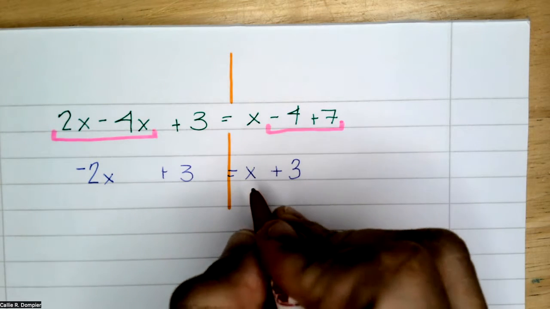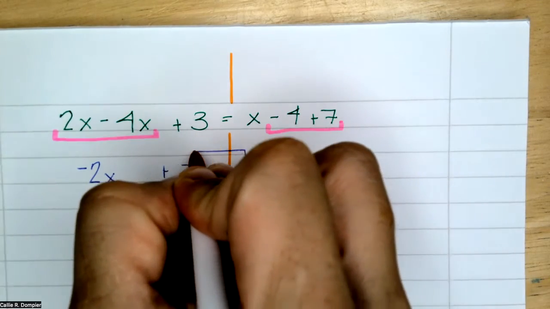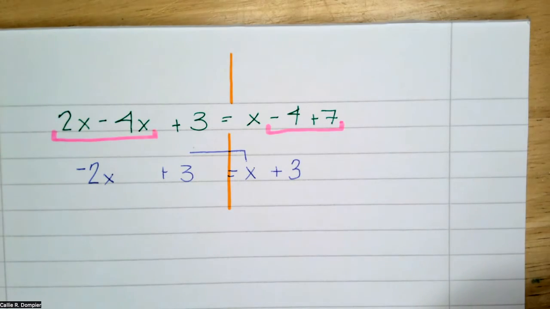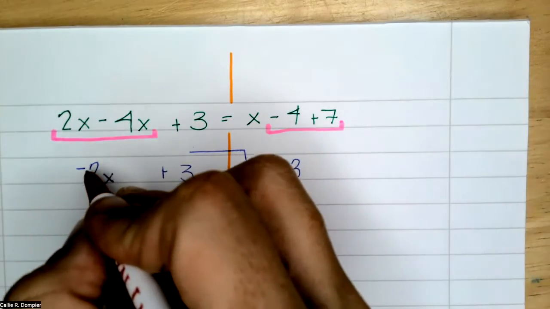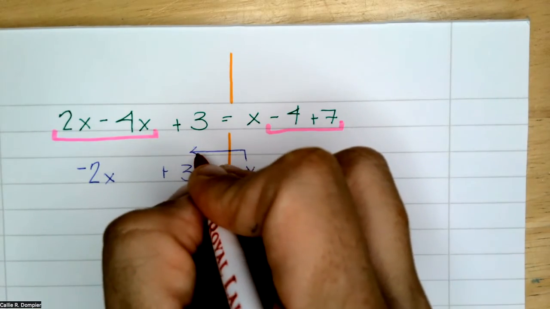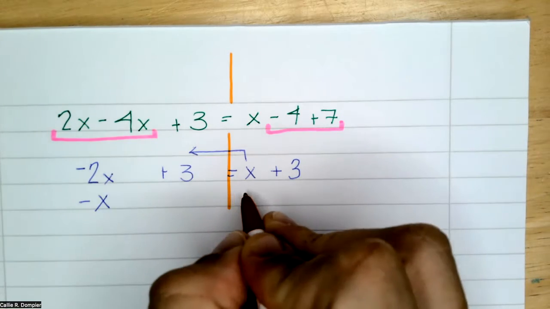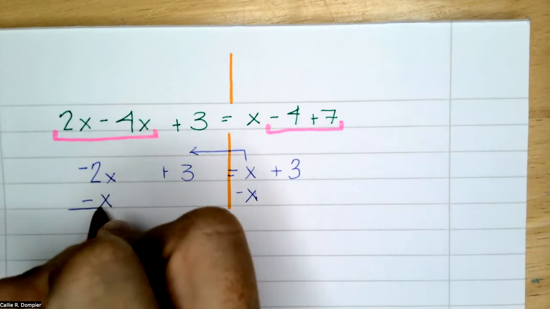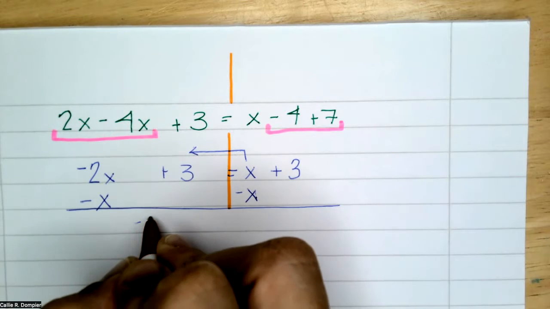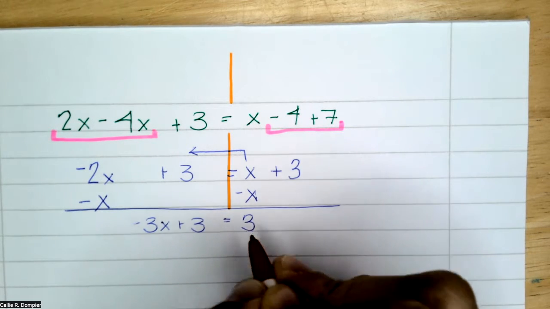Now you're just going to move all of the variables to one side. You can either move the negative 2x over here so that it's positive, or move the x to the left just because it's more common. So I'll subtract x from this side, subtract x from this side. What I get is a negative 3x plus 3 equals a positive 3.